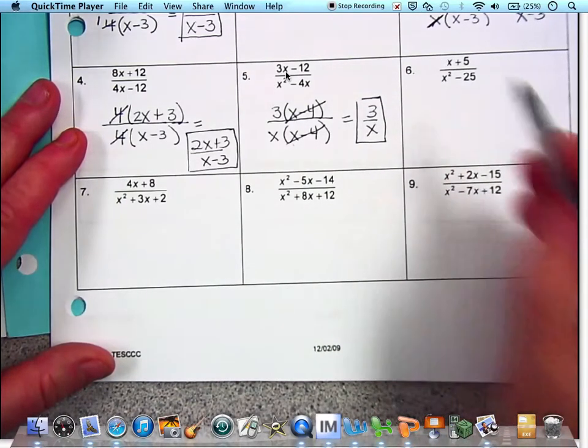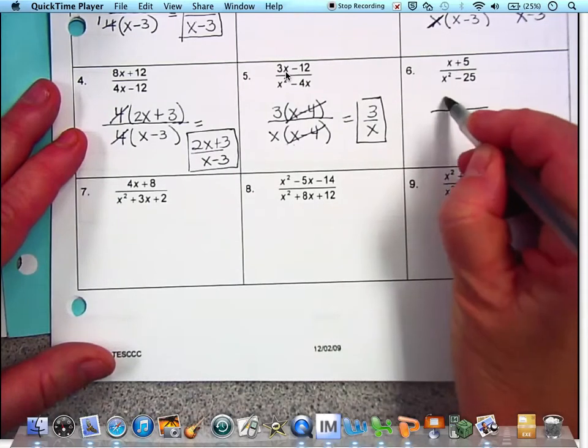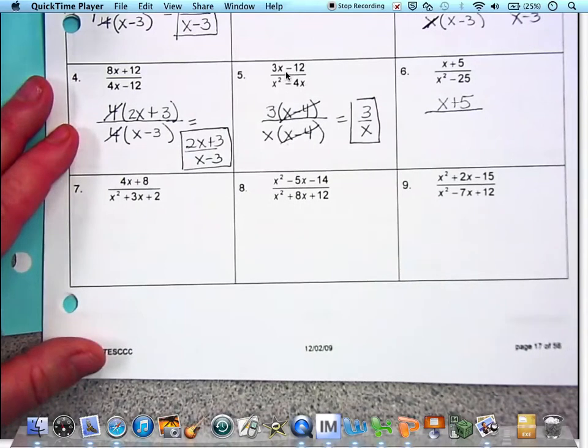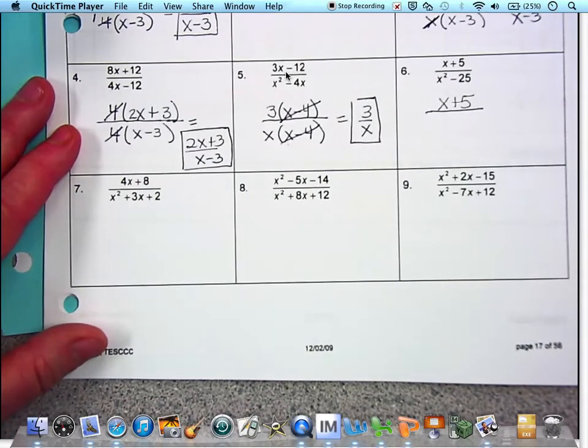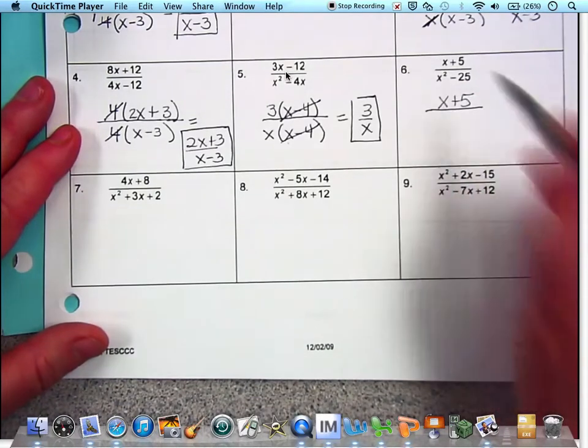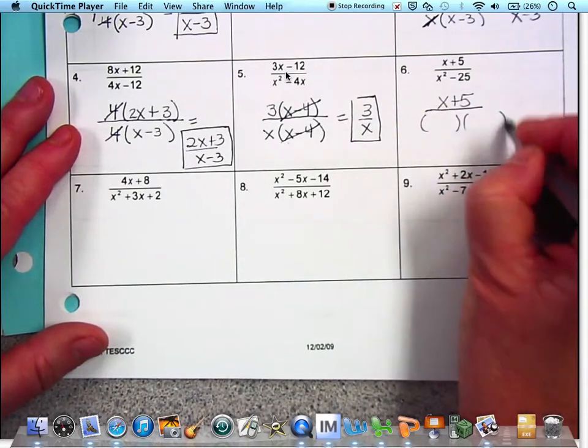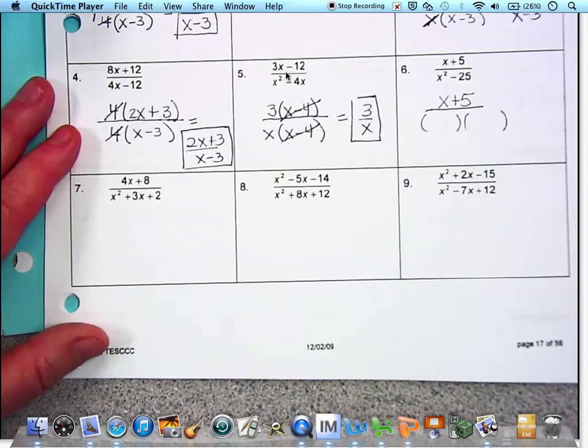Okay, now this one's a little different. You can't do anything to the top. They don't have anything in common, x and 5. Any ideas about the bottom? They're squares, good. They're a difference of squares, but you can't square root it. That won't work. You have to do 2 parentheses. Remember this? x plus, or x.